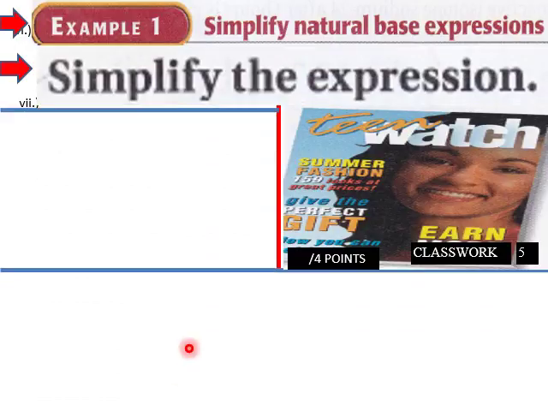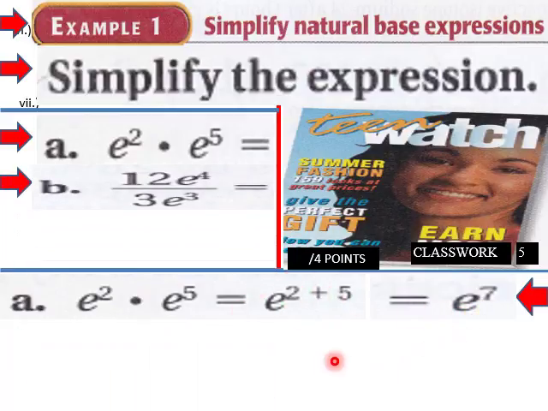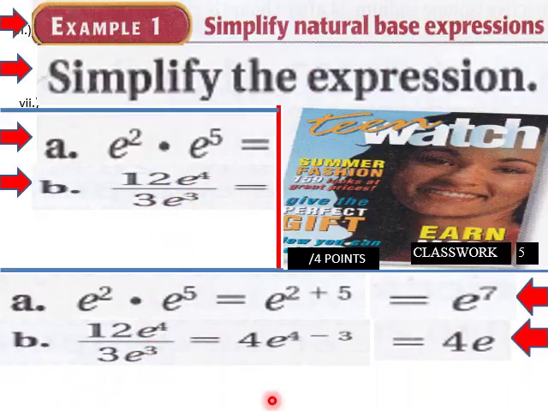So example 1, simplify natural base expressions. We're going to simplify this here. We can use the product of powers property of exponents, so e to the 7th. And then 12e to the 4th over 3e to the 3rd power: we use the quotient property of exponents. It would give us 4e.